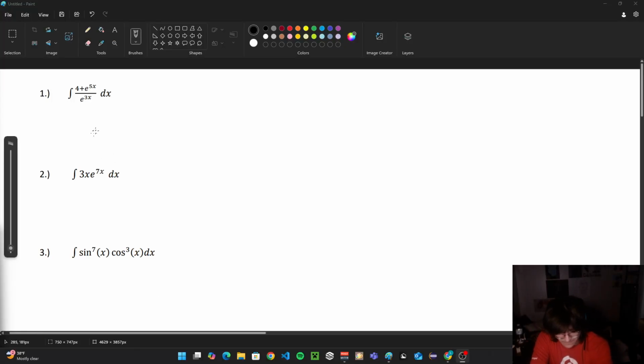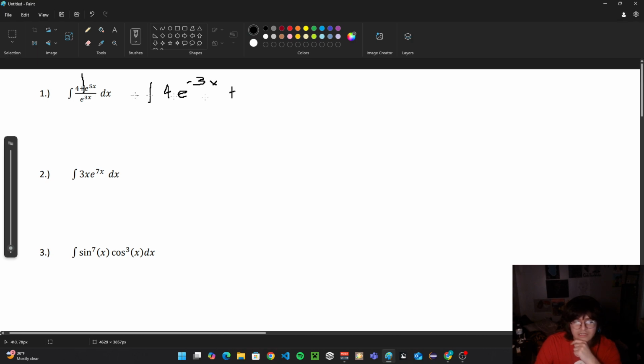So the first problem we have to do splitting. We have to split the fraction, and as we can see, we can split this in half. So we have the integral of 4 over e to the power of 3x, but we can change that, as if there's exponents in the denominator, they're negative in the numerator. So we're just going to change that to 4 times e to the power of negative 3x plus the integral of e to the power of 5x over e to the power of 3x.